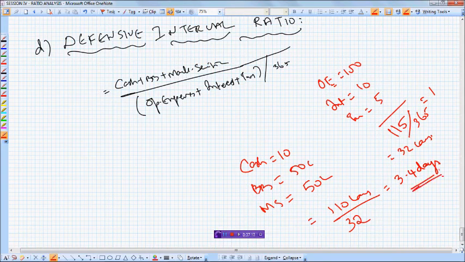That is what is measured through this defense interval ratio. It basically measures how many days the company can manage the show without raising any additional funds. Okay. So this is all about the solvency ratio.